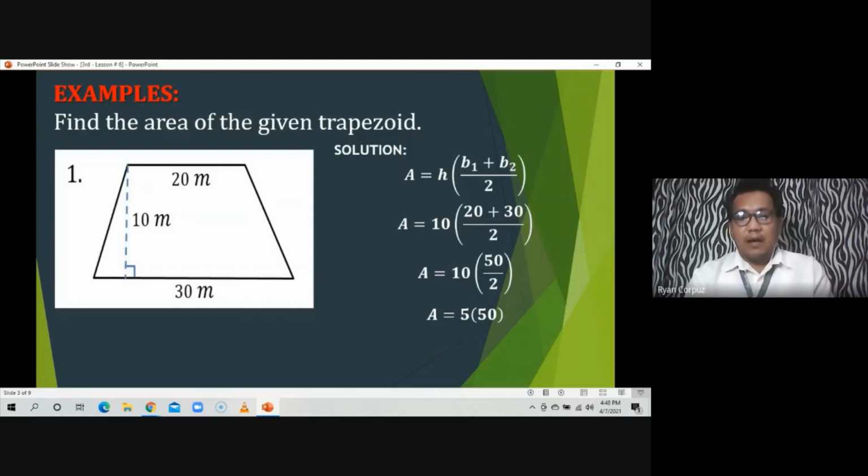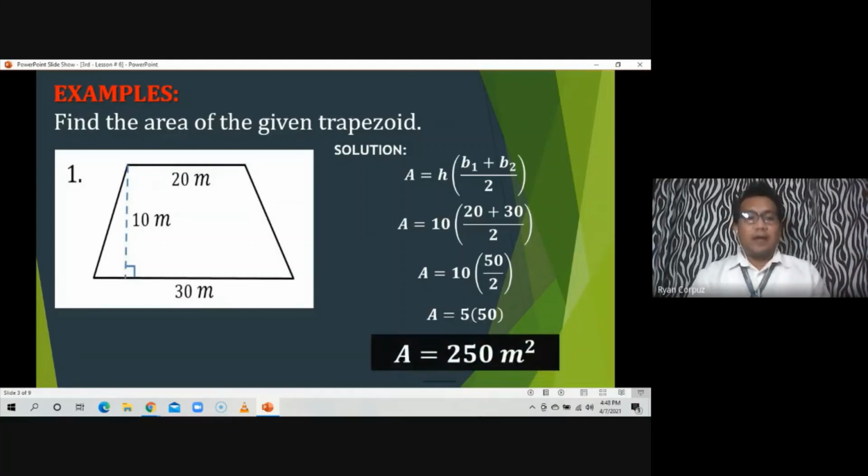But ang ginawa dito is we remove the denominator 2 here, by canceling 10 and 2. So it's just like we divide 10 by 2. So 10 divided by 2 here is equal to 5, times 50. But we'll come up with the same answer even if we divide 50 by 2. So magiging 25 yon. So 25 times 10, that's 250. In the same way, kapag ginawa natin 10 divided by 2, that would be 5 times 50. That's also the same as 250.